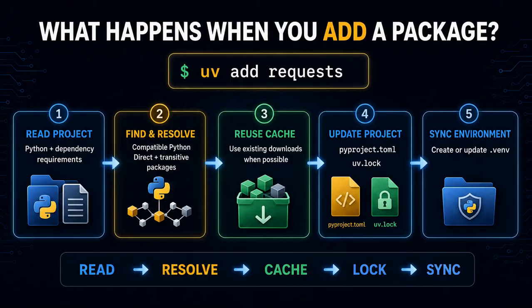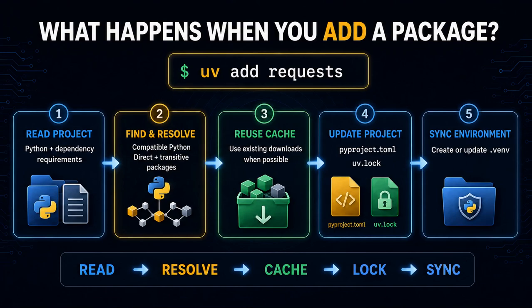One reason UV feels simple is that a single command can coordinate several jobs in the background. When we run uv add requests, UV first reads the project's Python and dependency requirements. It selects a compatible installed version of Python, or it can obtain the required version if necessary. UV then resolves requests and any transitive dependencies that requests needs. Before downloading package files, it checks its global cache and reuses suitable files that it has already downloaded or built.